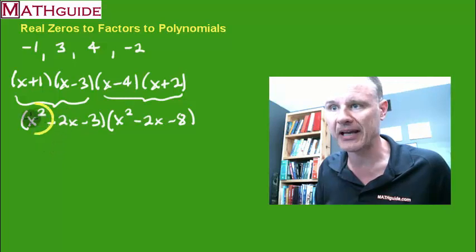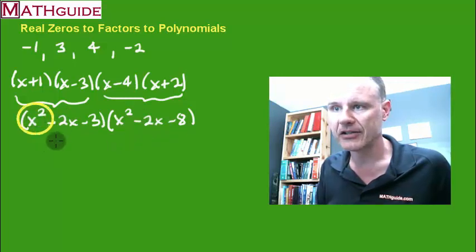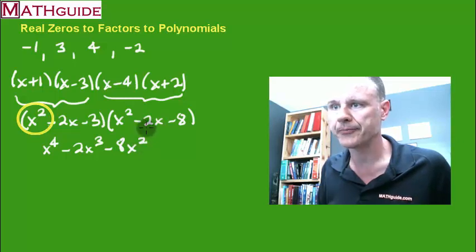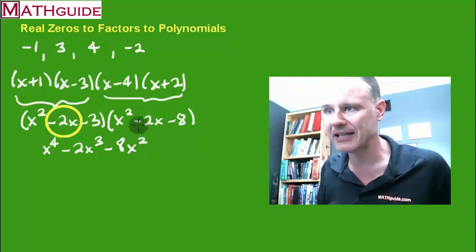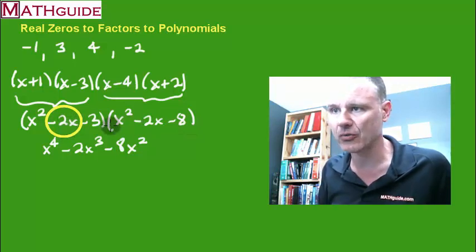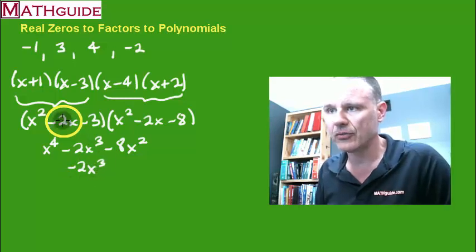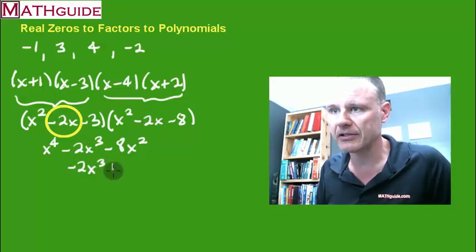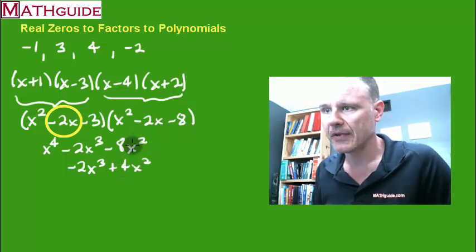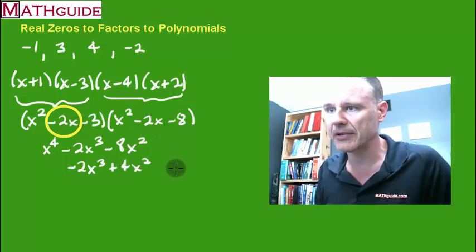To multiply the remaining factors, I could use a table, but I'm just going to use the distributive property. I'm going to multiply x squared times all of this. So x squared times x squared is x to the fourth. x squared times negative 2x, x squared times negative 8, x squared. Now I'm going to multiply negative 2x times all this. Negative 2x times x squared is negative 2x cubed. Negative 2x times negative 2 is positive 4x squared. Negative 2x times negative 8 is positive 16x.